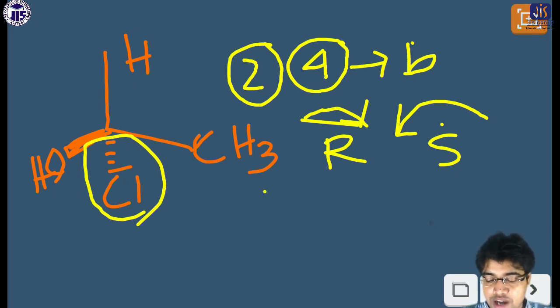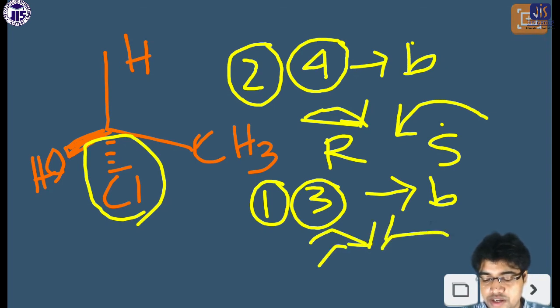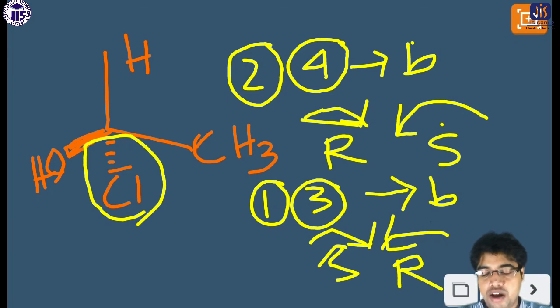Like if it is 1 or 3 in the back position, then clockwise will be S and anti-clockwise will be R, just opposite of 2 and 4. So for 2 and 4, clockwise will be R, anti-clockwise will be S, but for 1 and 3, clockwise will be S and anti-clockwise will be R. Let's check one example, it will be more clear for you.